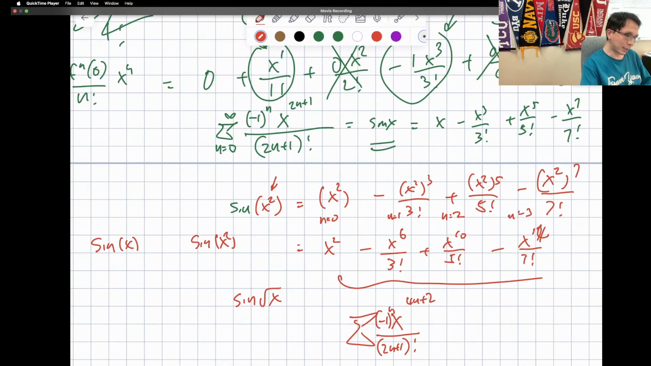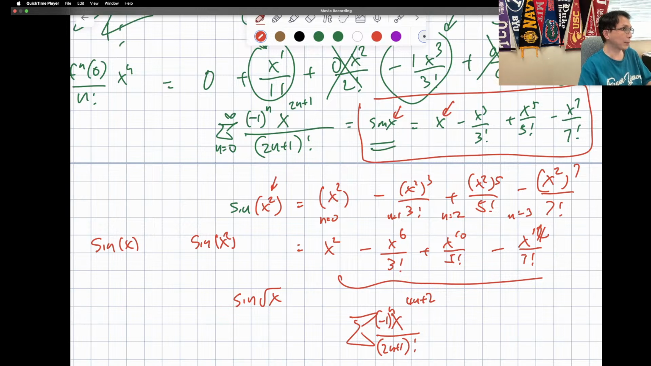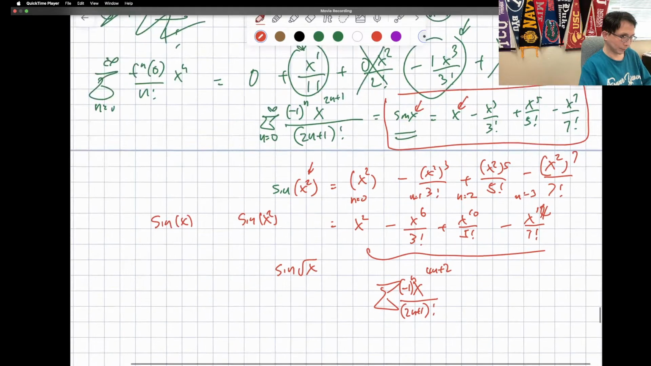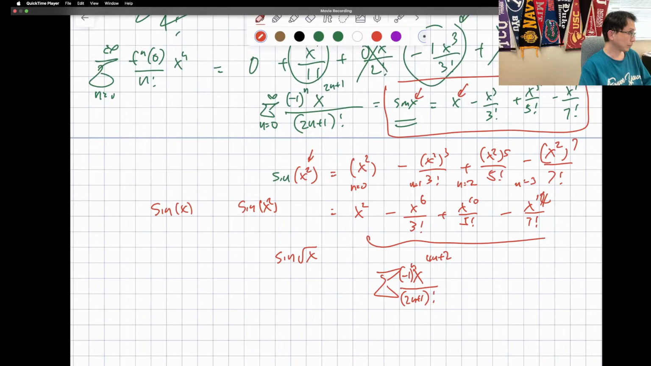So you know that this is sine of x. Instead of replacing x with x, we're replacing the x with x squared. I just replaced that x in the composite function. You can get cosine of square root x as well. So that's how you get from one side to the other.